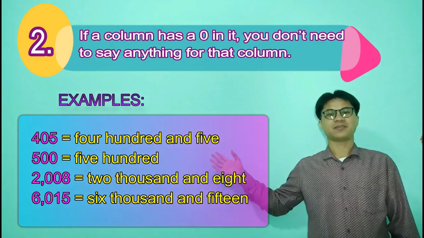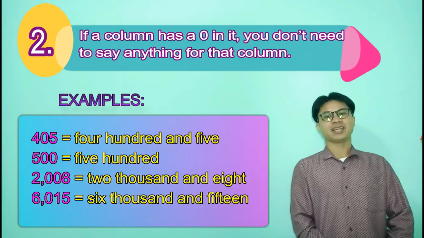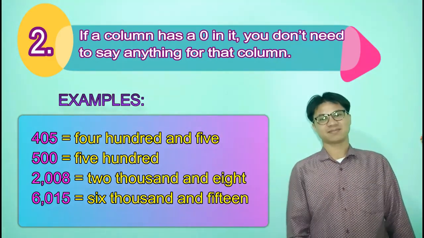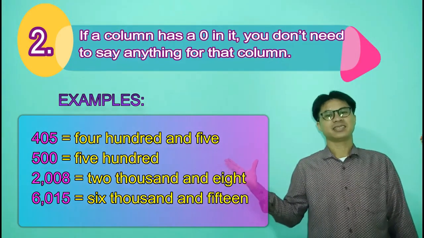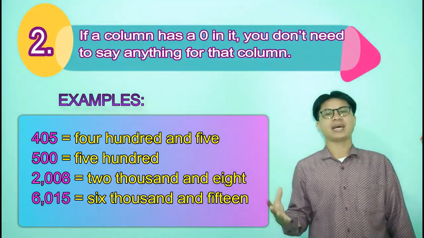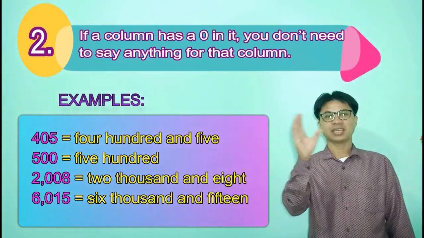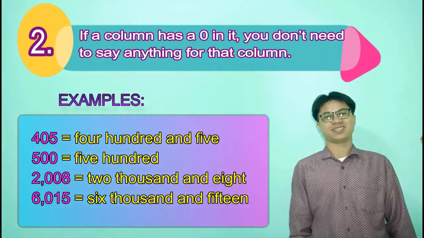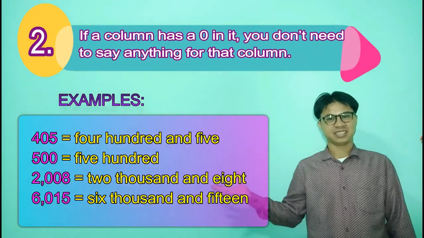It's 500. Okay? Another example here. 2008. So it can be read 2008. You didn't need to say anything for the zero column according to the rule. So take note, this is how to read numbers.